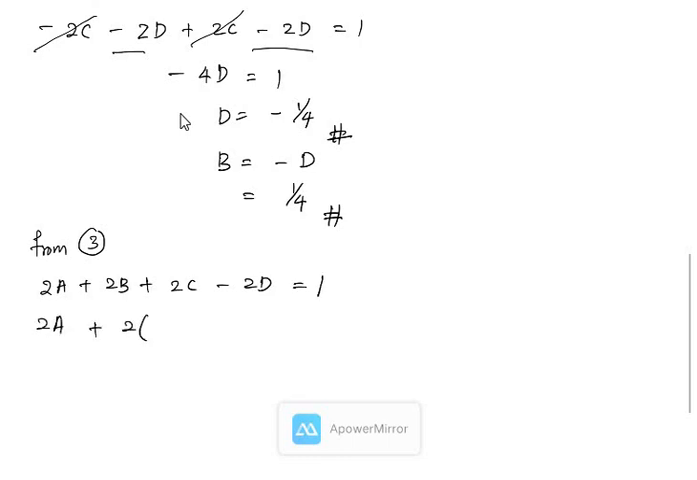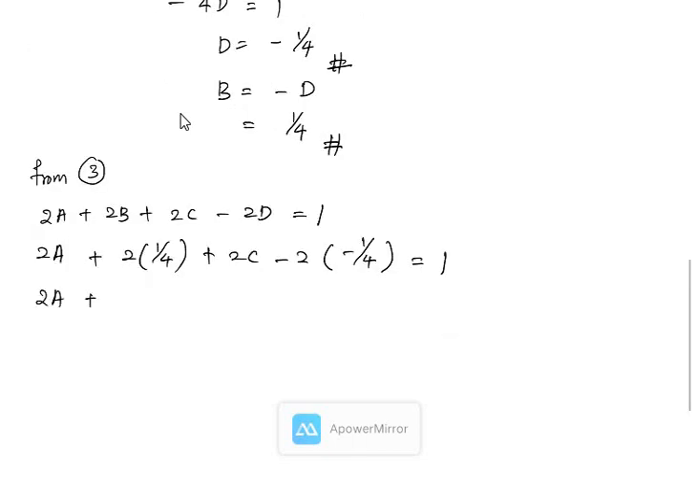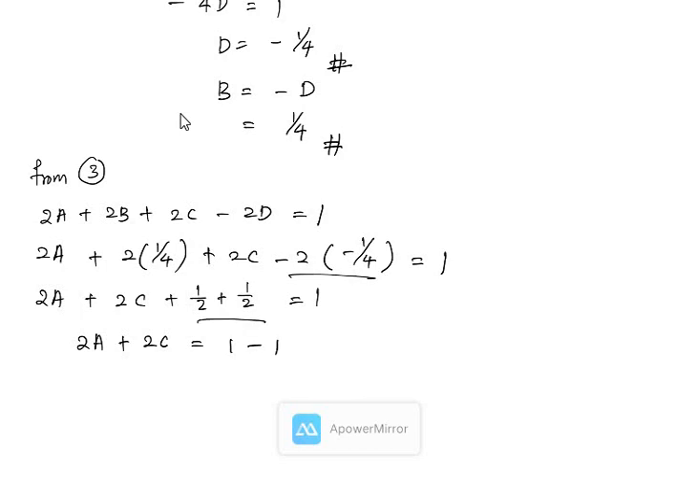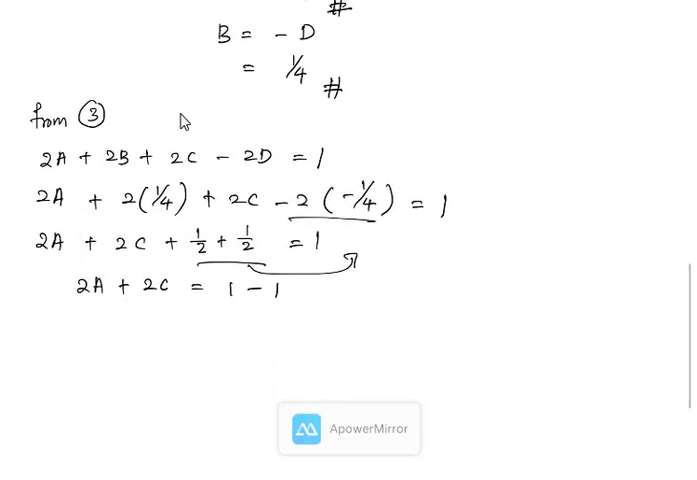So we substitute the value of b is 1 over 4, and the value of d is minus 1 over 4 into equation 3. So we have 2a plus 2c, and then plus 1 over 2, and this one also gets positive 1 over 2, equal to 1. So 2a plus 2c equal to 1 minus 1. So we bring this one to the right hand side. So we have 2a plus 2c equal to 0. So this is equation number 5.